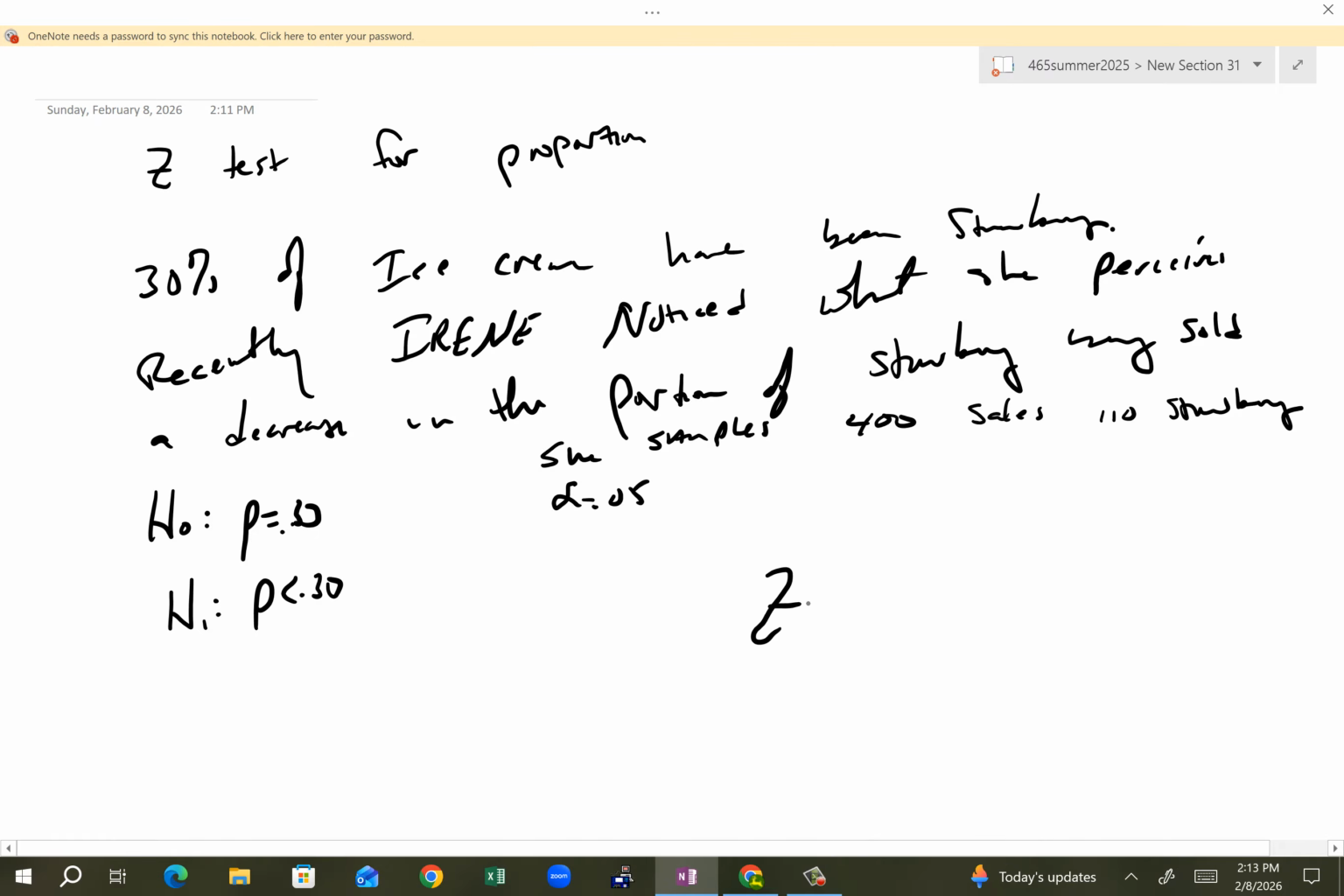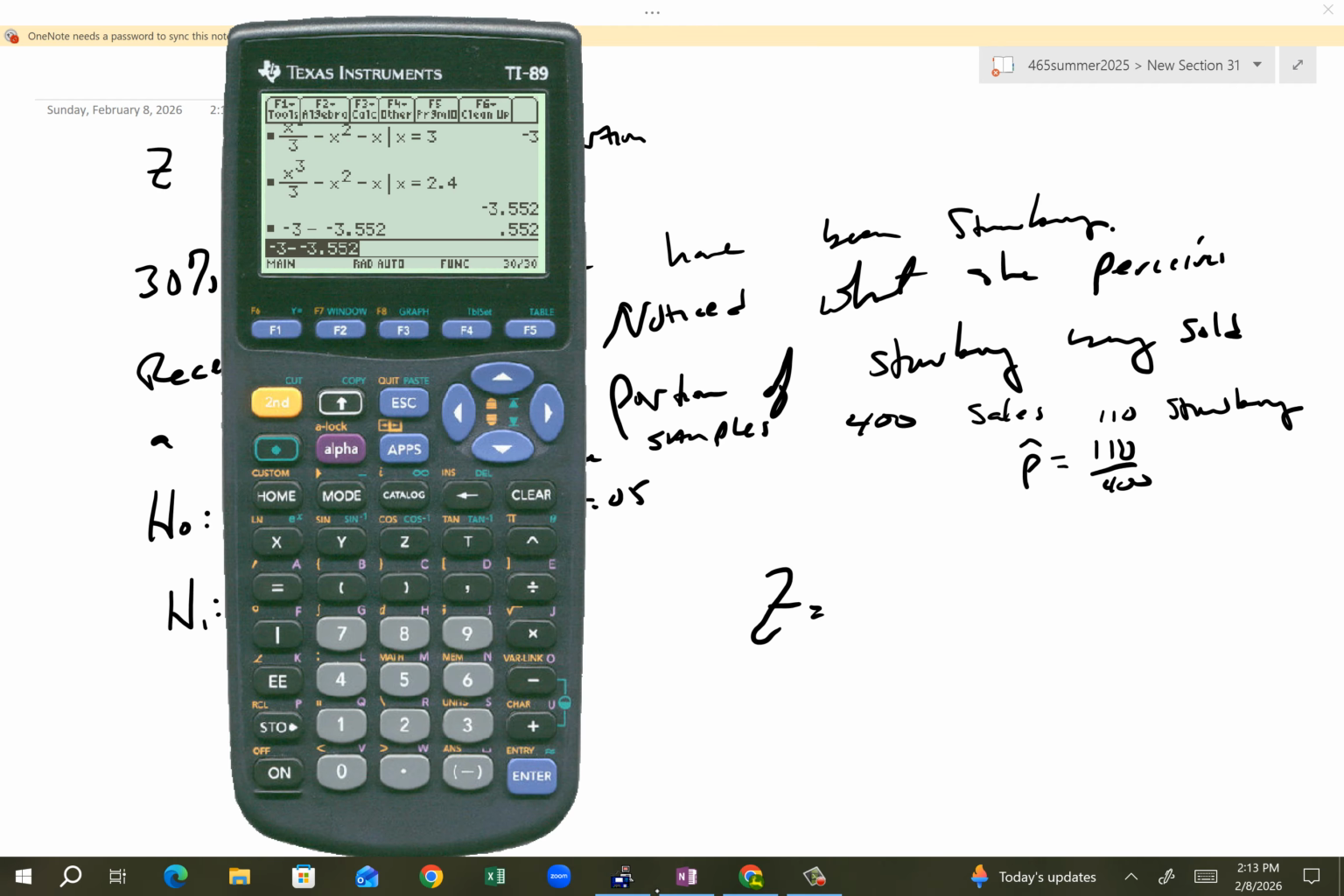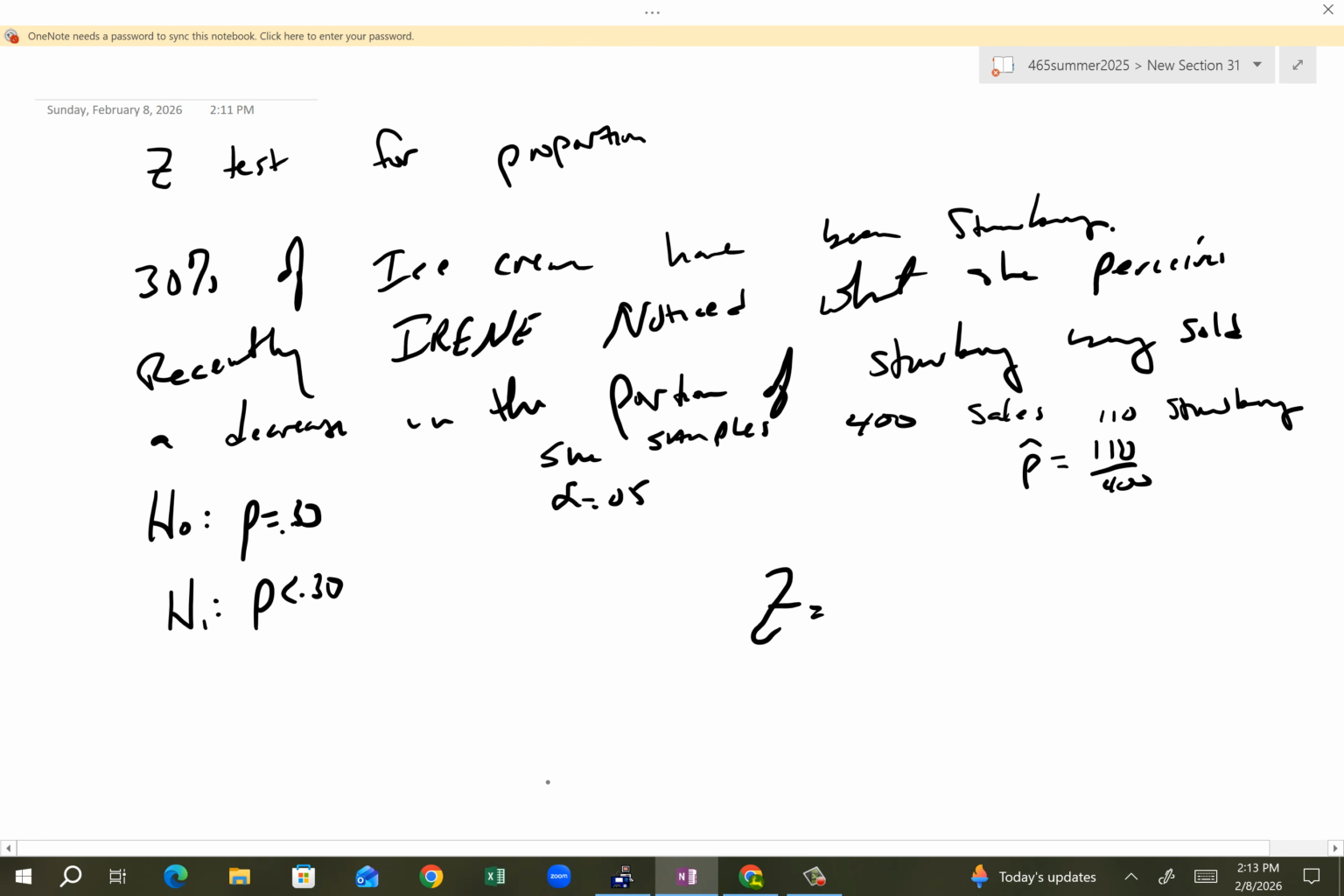So here we go, friends. We need p hat. 110 over 400. 22 and a half, I believe. Don't quote me on that. Oh, 27.5%. There you go. Minus 0.3.